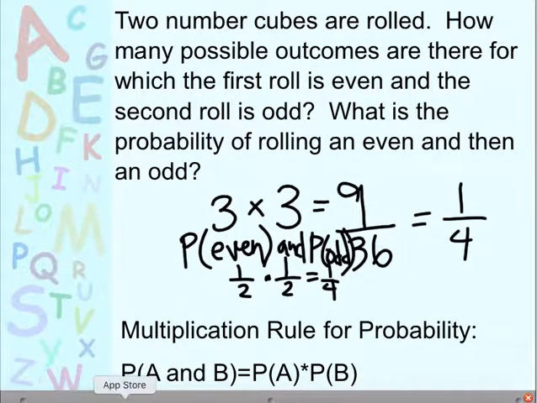And what it states is that if we have the probability of event A and B, we want both of those, these are independent events, we can just find the probability of A times the probability of B. So in this case, 1/2 times 1/2.